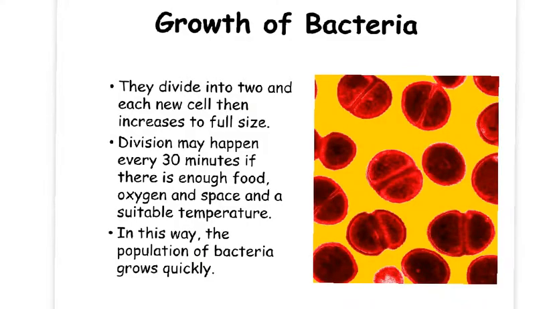Because bacteria are only single cells, they can grow and divide very quickly. They divide into two, and then each new cell increases to full size. Division may happen every 30 minutes if there is enough food, oxygen, space and a suitable temperature. In this way, the population of bacteria grows very quickly.